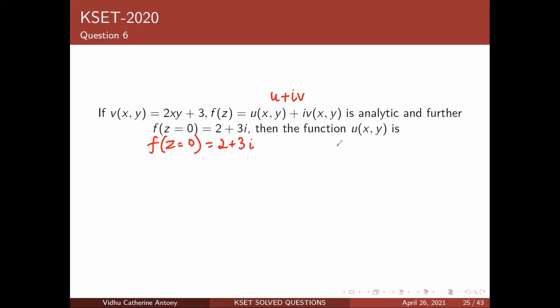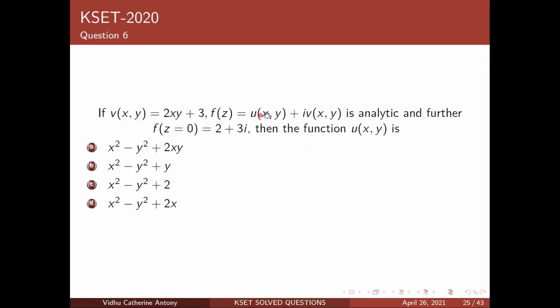And further, if at the point Z is equal to 0 you have 2 plus 3i, basically that's telling you that U is equal to 2 and V is equal to 3 at this point, which is Z equal to 0. What is Z? Z is basically X plus iY. So your X and Y at this particular point is equal to 0, 0. That's what it means. Okay. So now let's look at the several options that we have. We need to evaluate what? We need to evaluate the real part of this complex function.